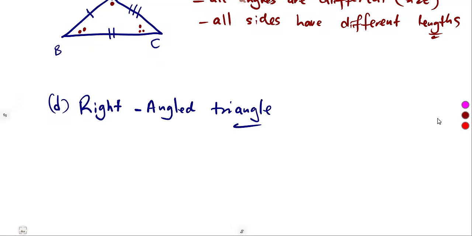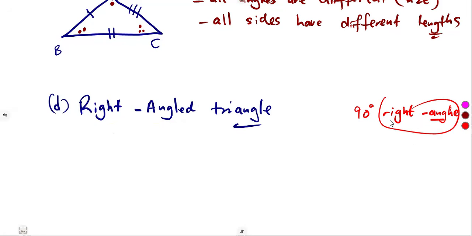It has the properties of the previous triangles. The only special part is right-angled. A right angle, we said is what? 90 degrees. Whenever we talk about a right angle, it's what? 90 degrees. So we're simply saying this triangle has a 90-degree angle inside.